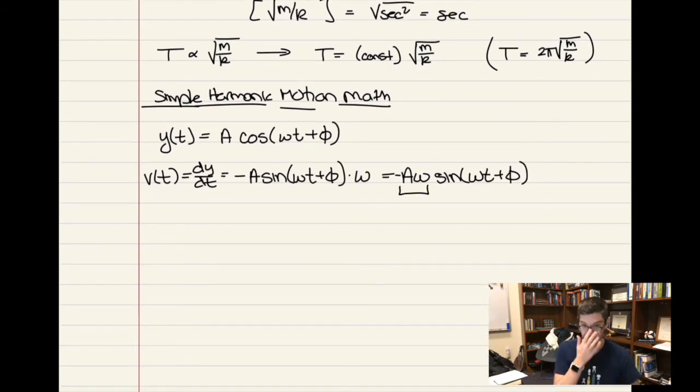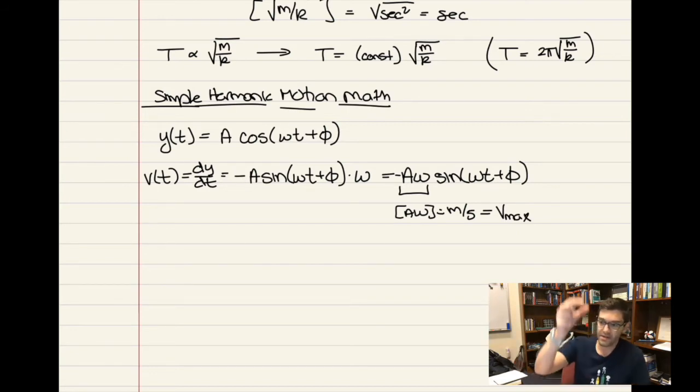This a times omega has units of meters per second, because a was meters. Omega was per second, radians per second technically, but radians is one of those weird units you can ignore. So a omega has units of meters per second. Sometimes this is called the maximum oscillation velocity. The oscillation moves. Sometimes it's going very fast. Sometimes it comes to a halt at the very top and the very bottom, and then it turns around.